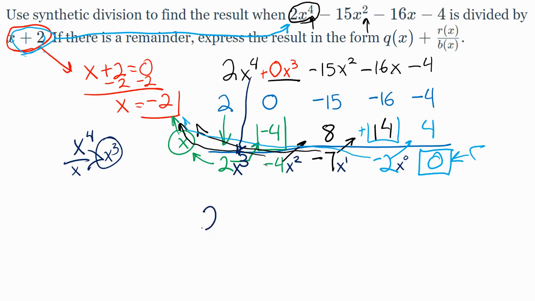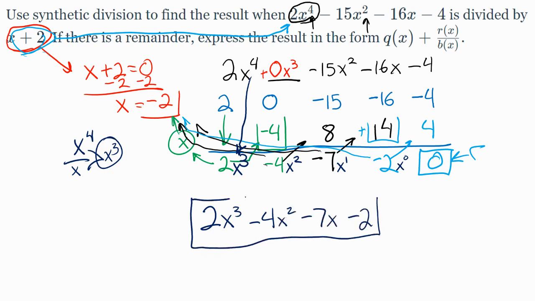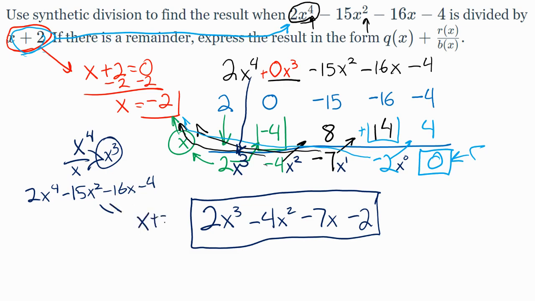So my final answer should be 2x to the third minus 4x squared minus 7x minus 2. This is the result of division. Had I said, hey, factor this polynomial, 2x to the fourth minus 15x squared minus 16x minus 4, the only way I would have done it would have been through division, and the factored form would be x plus 2 times our result of division. That would be the factored form for this polynomial.